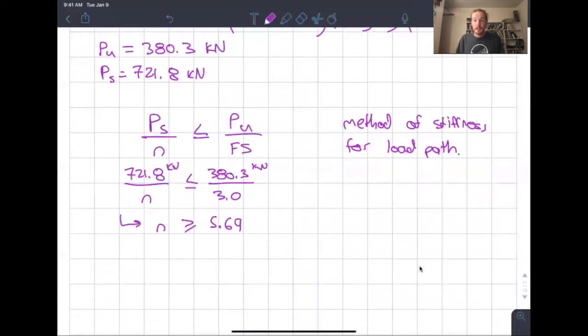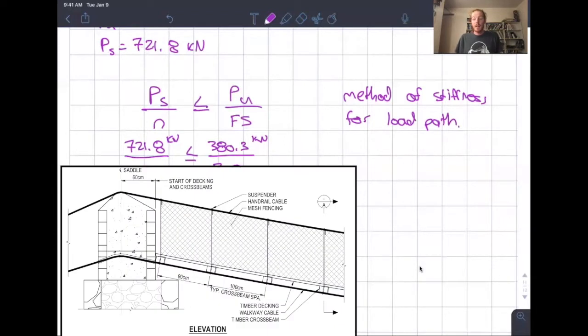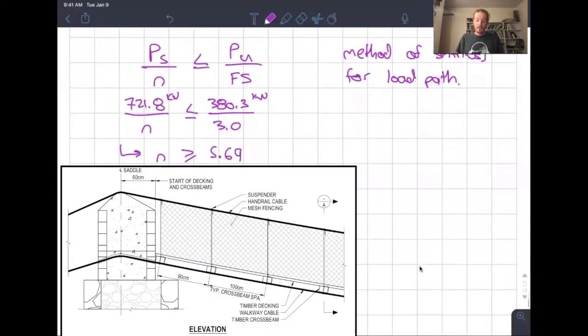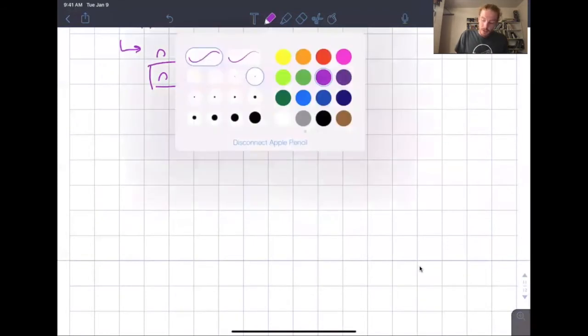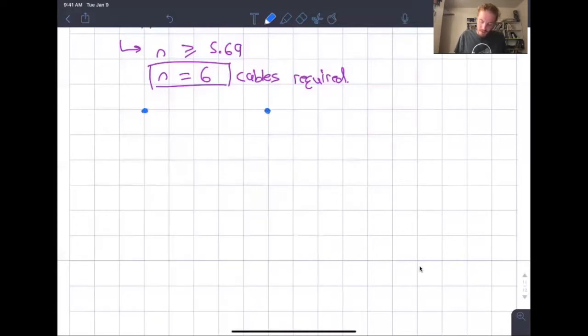Well, we can only have cables in whole numbers, and if this is the only cable that's available to us, that means that n is equal to 6. And we need 6 cables. Let's think about how the geometry of these 6 cables might be achieved. So I'm going to draw a cross-section of a bridge real quick, where we have our 2 handrail cables up like this, and we know that we need to have 2 walkway cables on either side to support the crossbeams. This is just the minimum configuration of cables that's possible.